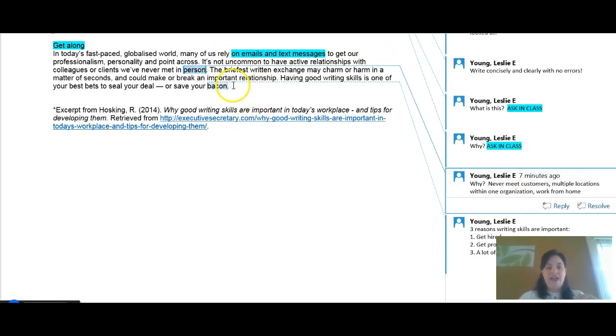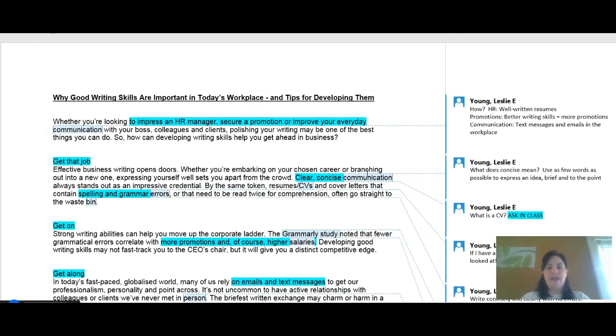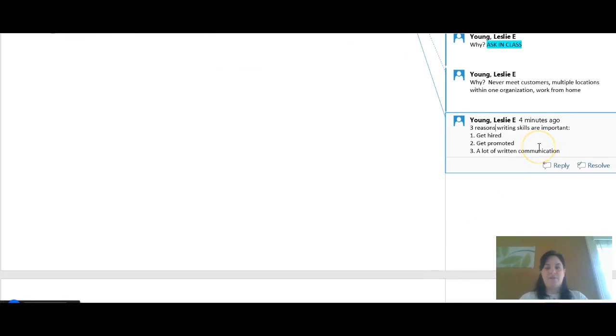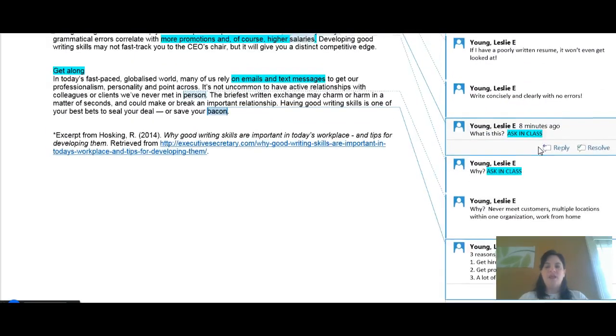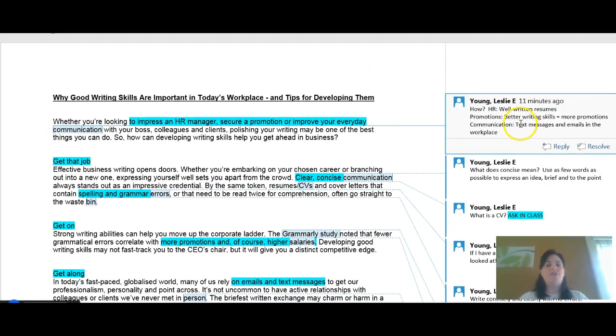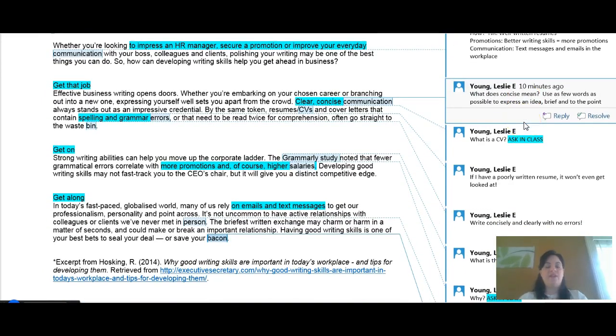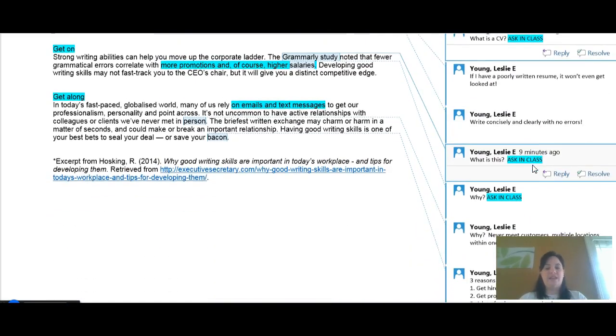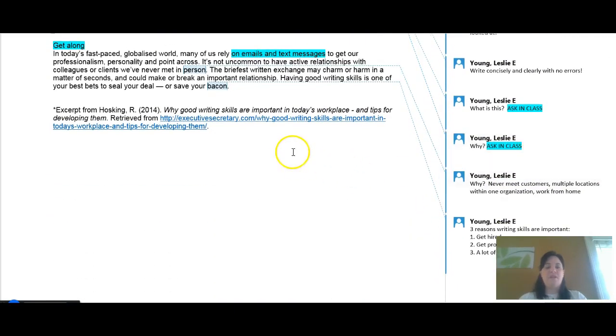All right, and so now here I've finished my review phase, and so when I look back at it, I have my summary of the entire document, 3 reasons why writing skills are important. And I have a few points that I need to ask. I have some questions that I've been able to answer myself by looking at the document again. But I still have a few things that I want to remember to ask about in class when we discuss this document, or to just send my instructor an email and ask, because I didn't understand these 3 things at all. So that's what my review phase looks like.